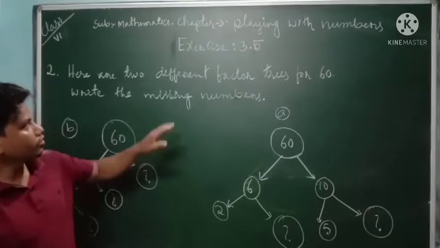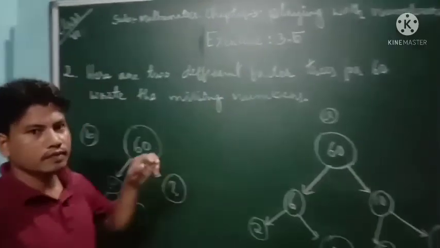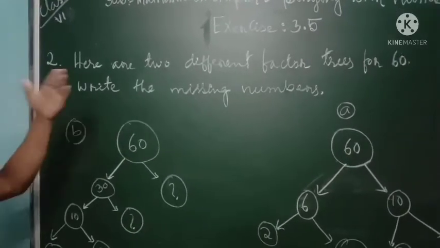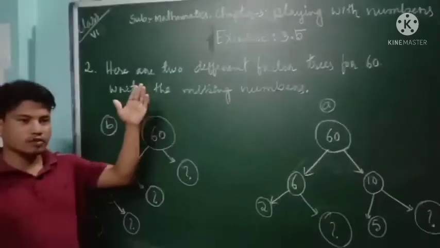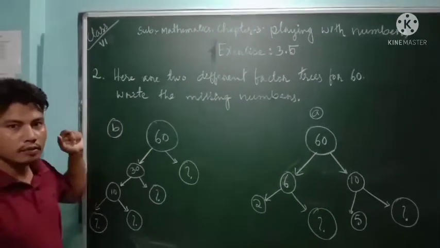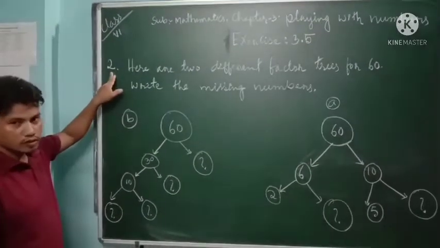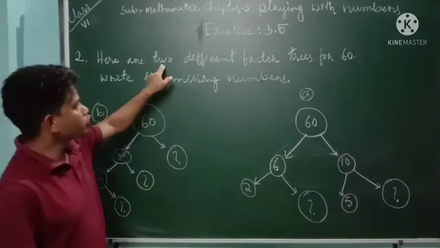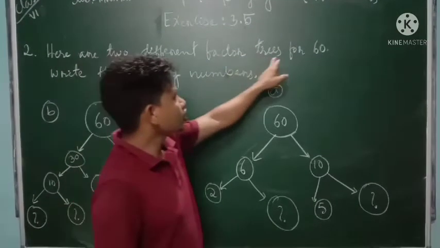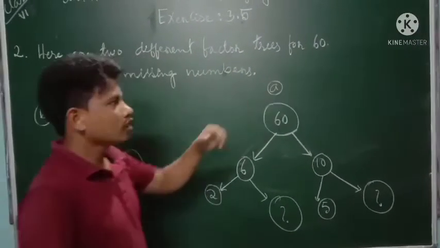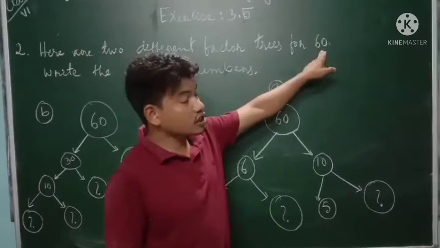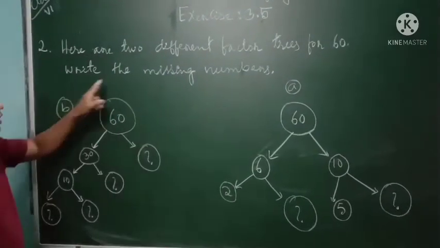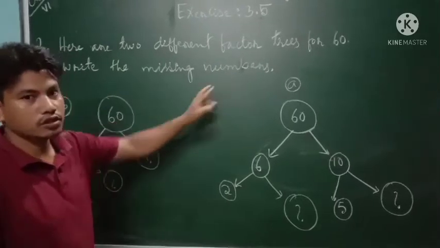So, students, from this exercise 3.5, question number 2. Question number 1 we had solved in previous classes, but today we are going to solve question number 2. The question is given here: two different factor trees of 60. That means from this 60 we have to find some factors. So, write the missing numbers.